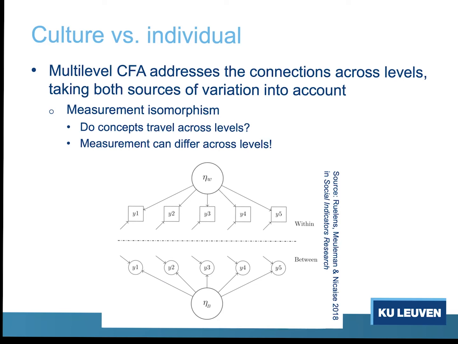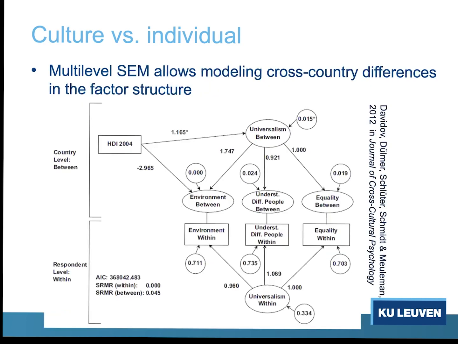And so this is the whole issue of measurement isomorphism, and the question, can we aggregate a concept measured at the individual level to the higher level? Do concepts travel across levels? And here we need to acknowledge that there can be a difference in measurement from one level to the next. So we should really investigate it. It contains useful information. Maybe a last point before I come to the conclusion.